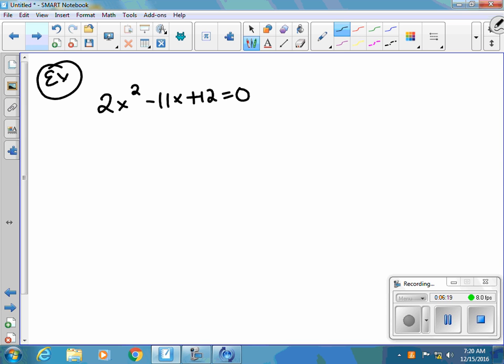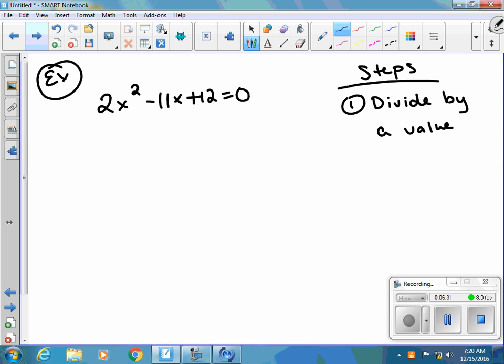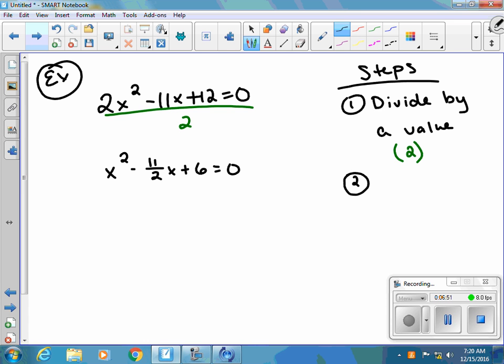So the first thing you want to do, you want to divide by the a value. So in our case, we're dividing everything by 2. So I now have x squared minus 11 over 2x plus 6 equals 0. Step 2, move c value over and add boxes.